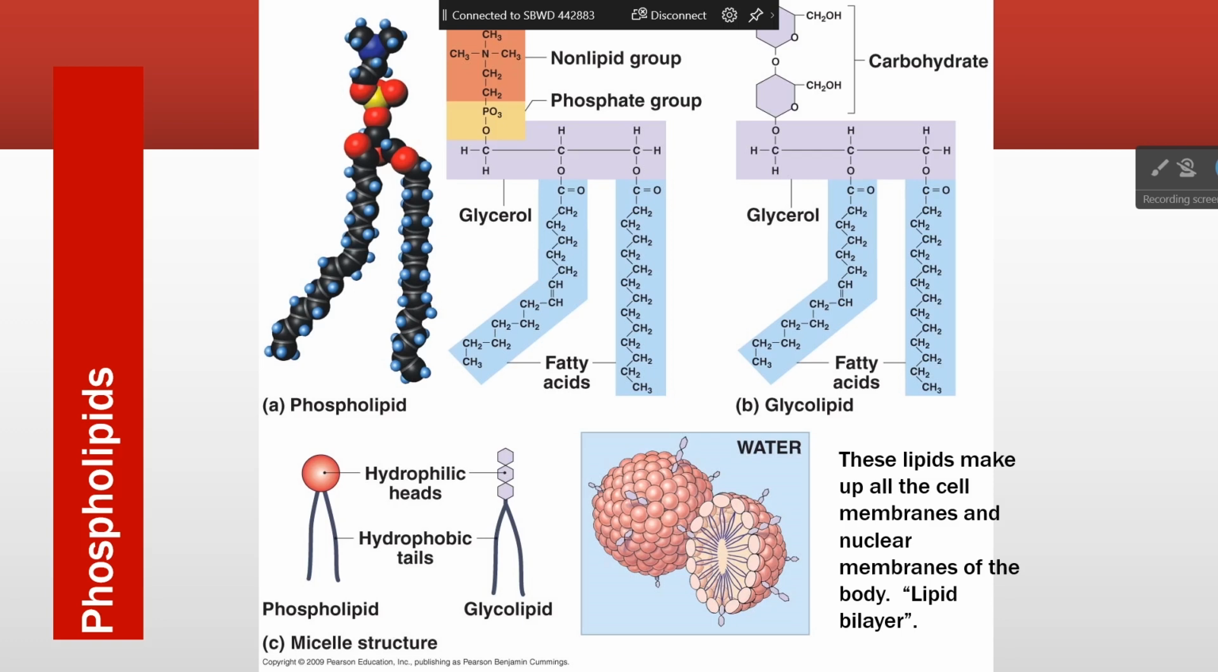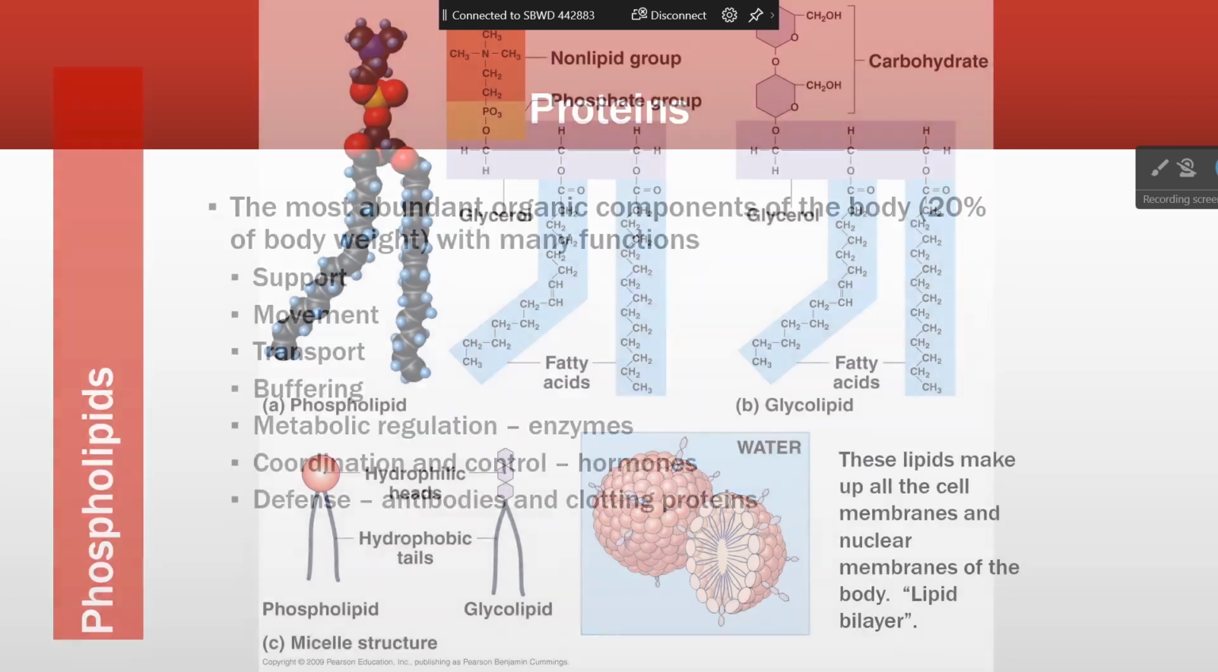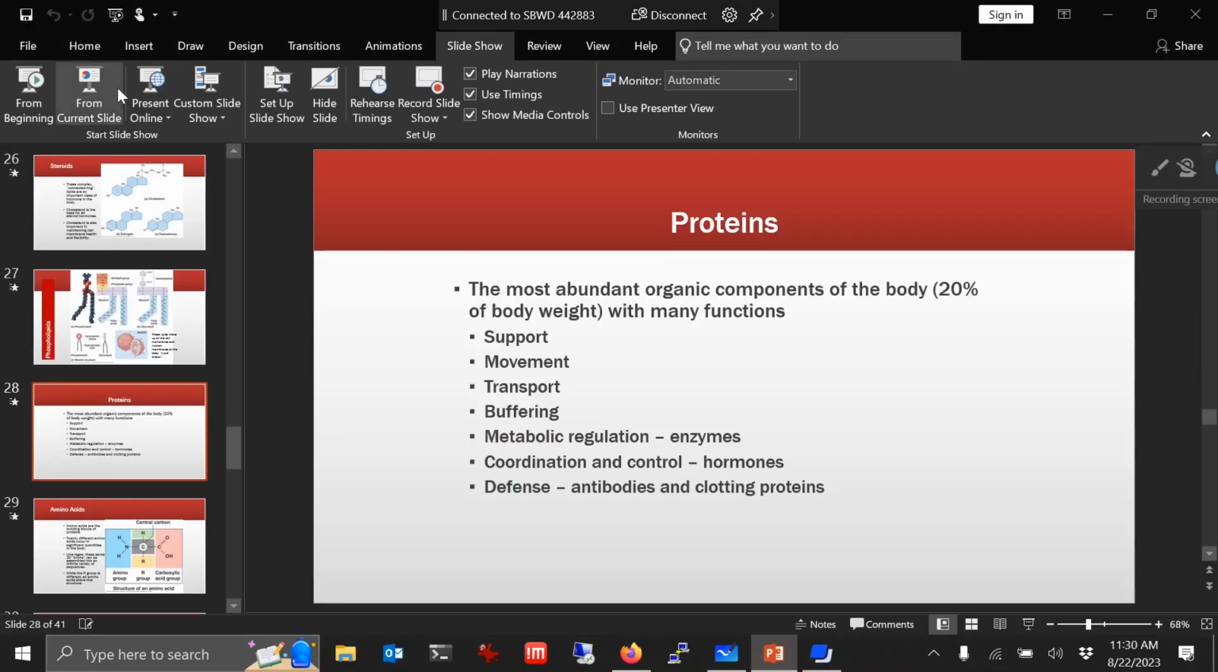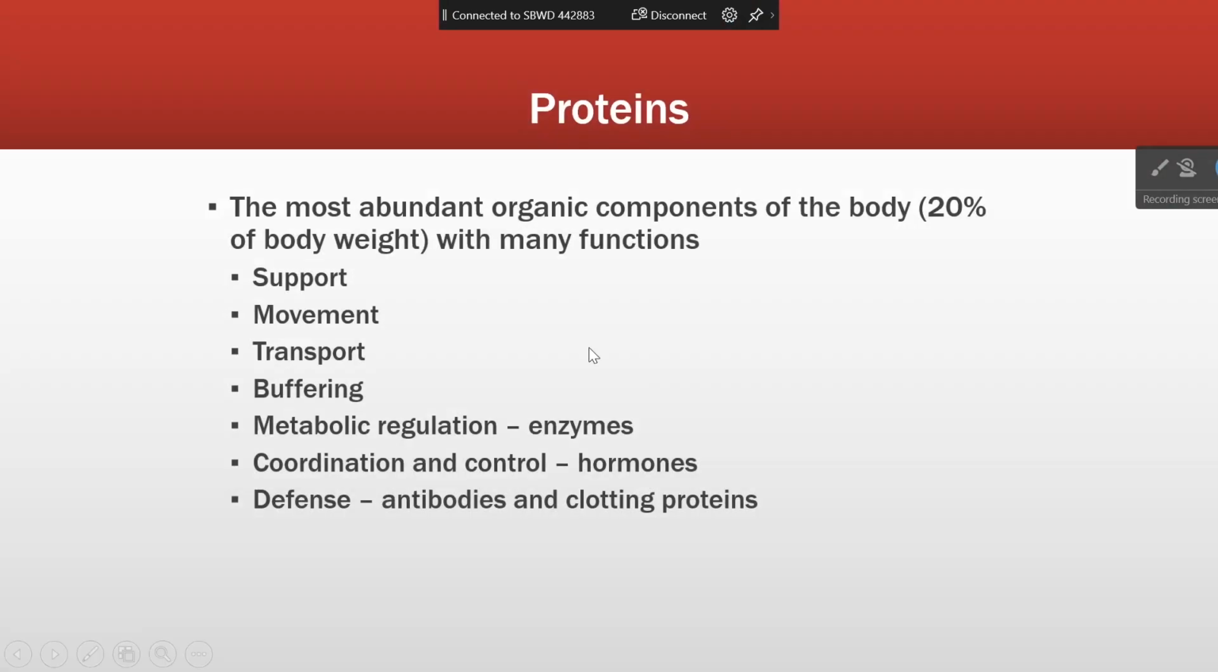So the phospholipid becomes the cell membrane, the nuclear membrane, and any of our other membrane structures. All right. So carbohydrates, lipids. Last up is proteins. We spend a lot of time talking about protein, but we're not going to spend a lot of time about how proteins are made. Okay, we're going to cover that mostly in a short review kind of way.